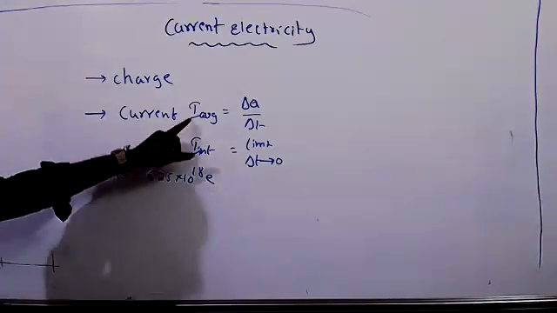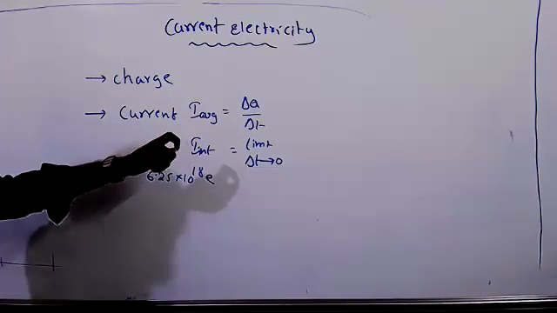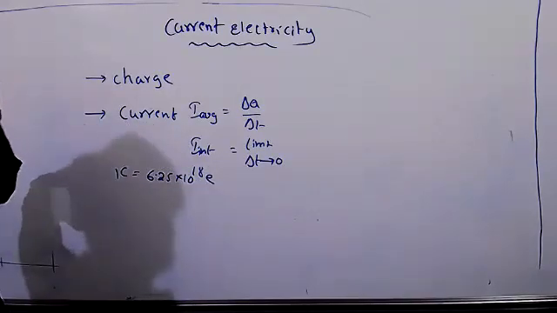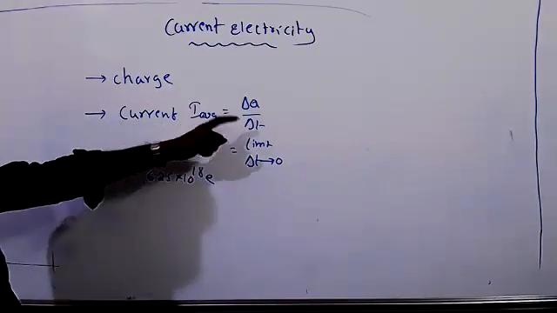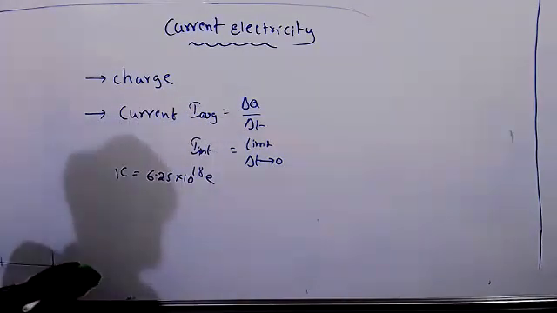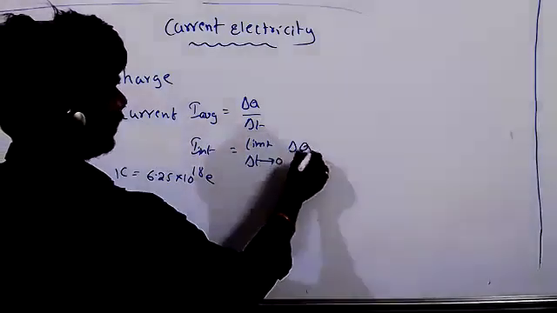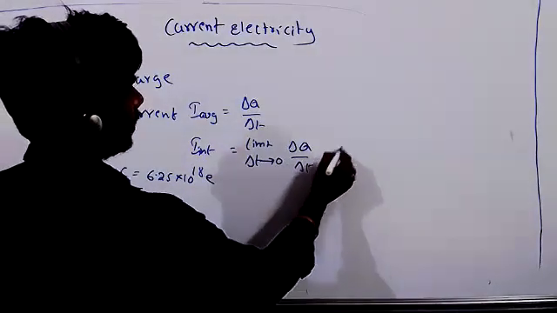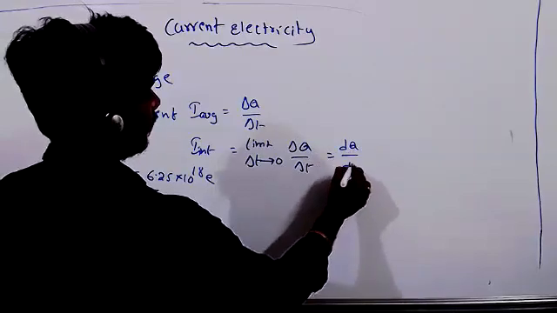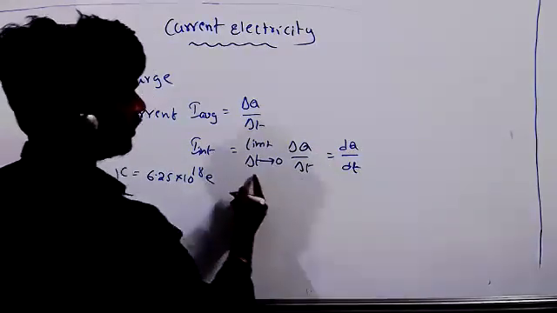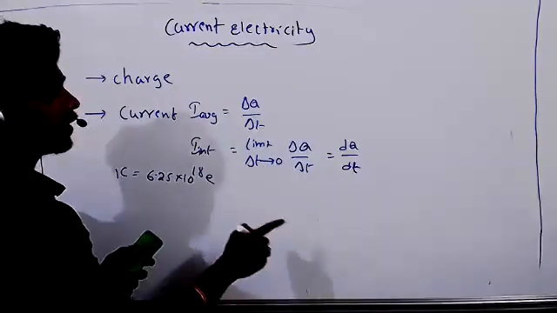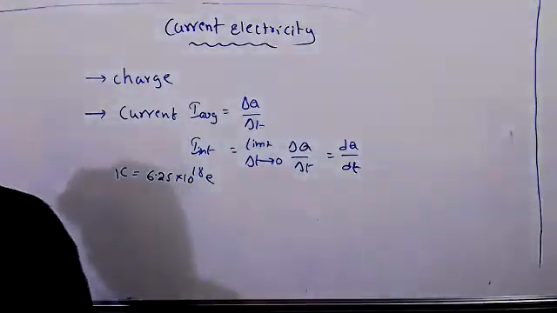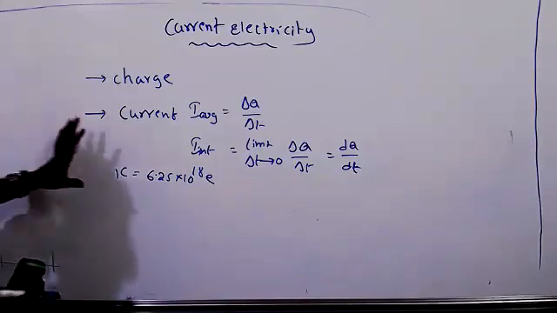Based on this, I have given some extra information also about current. If they give Q and T, we can calculate current. So limit delta Q by delta T is nothing but dQ by dt. Here the time limit is nearly equal to 0, but not 0. Remember that. So this is what we have discussed.